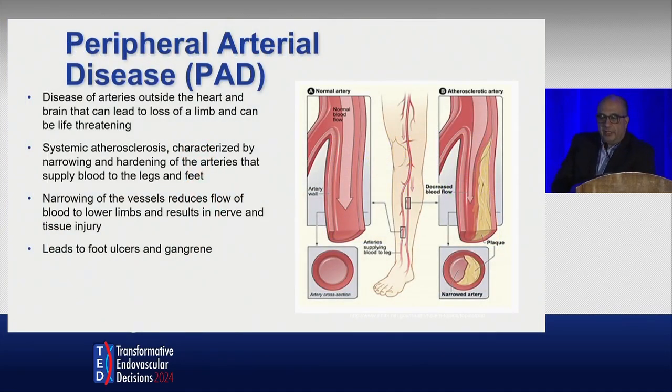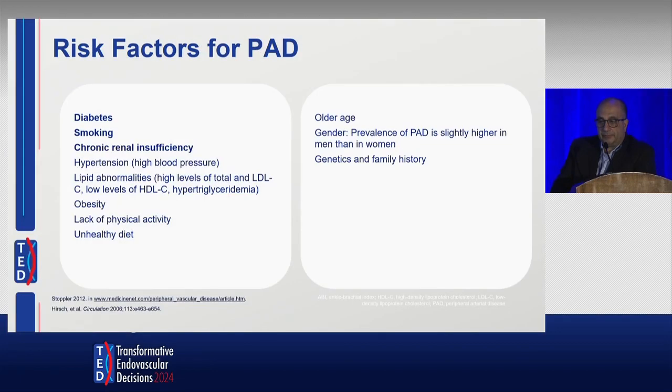Peripheral arterial disease, as you know, is systemic atherosclerosis that affects the lower extremities, anywhere from the abdominal aorta down to the toes, leading to foot ulcers and gangrene. That's the worst presentation. The risk factors are diabetes, smoking, chronic renal insufficiency, older age, hypertension, hyperlipidemia, genetics, and there is a prevalence of PAD slightly higher in men than women.